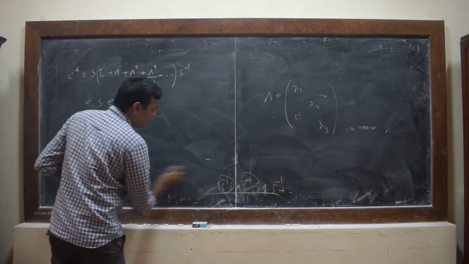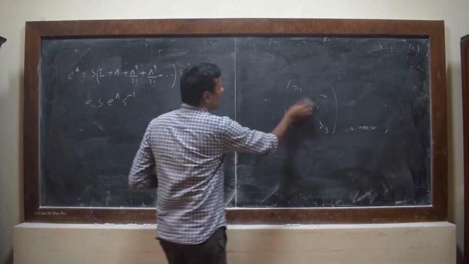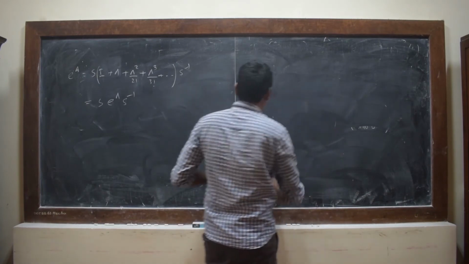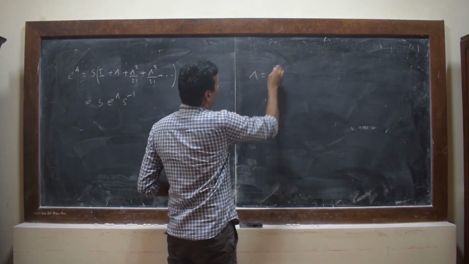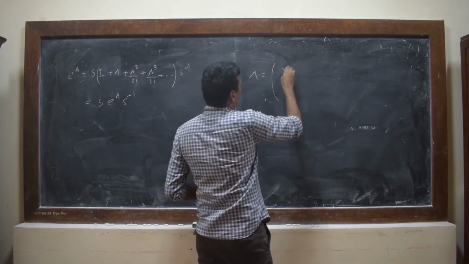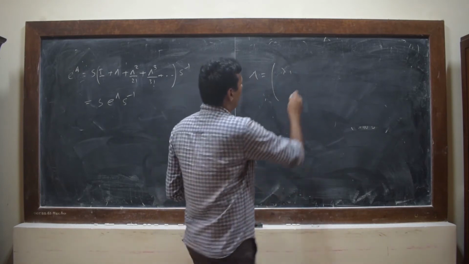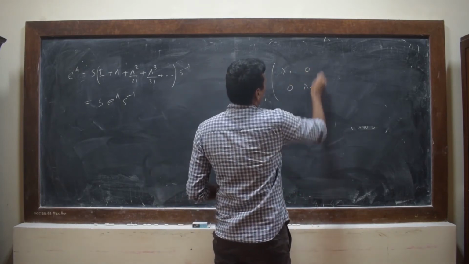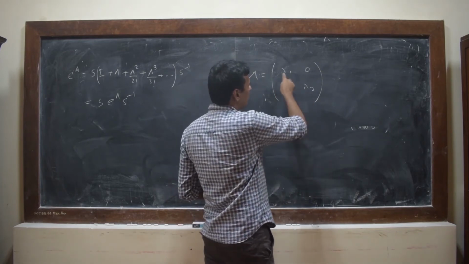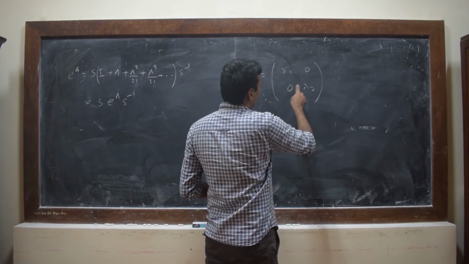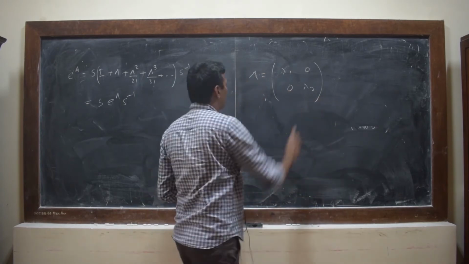Now, look at what is e power lambda. What is lambda? Lambda is a diagonal matrix. Let us just take the case of a 2 cross 2 matrix, where you have 2 eigenvalues, lambda 1 and lambda 2 here. If it is a 3 cross 3 matrix, you will have lambda 1, 0, 0, then 0, lambda 2, 0, and 0, 0, lambda 3. That will be the case.